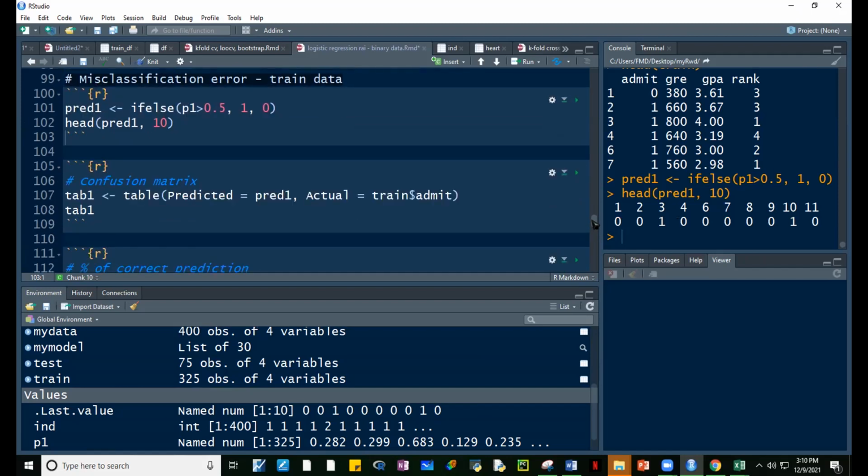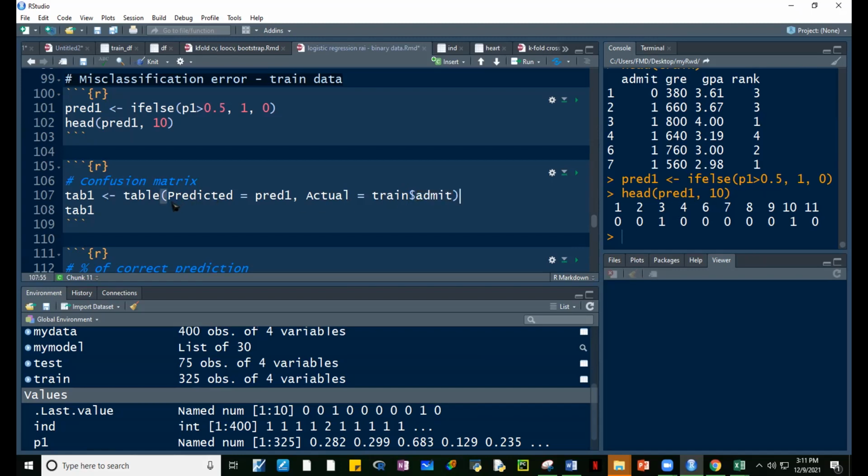Okay, so now we can create our confusion matrix. Please take note of this, guys, because later we will create a confusion matrix using another way. So here we're creating an object called tab1. So the table function. Sa y-axis natin, ito yung y-axis natin, we will label it as predicted and it's equal to pred1. Tapos ito naman sa x-axis yung actual and it's coming from the trained data, yung admit na variable.